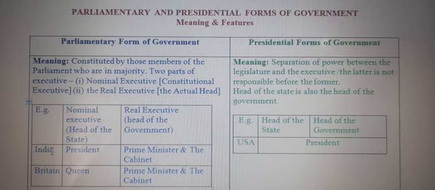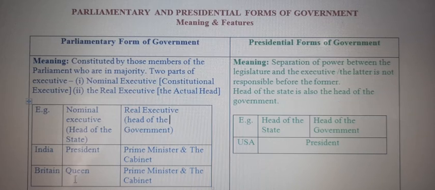So in India, we have two types of executives. That's why it is a parliamentary form of government. We have president, who is the nominal executive, and the head of the state. When we talk about who is the head of the state, it is the president. And when we talk about who is the head of the government, it is the prime minister and his cabinet. So that is called real executive.